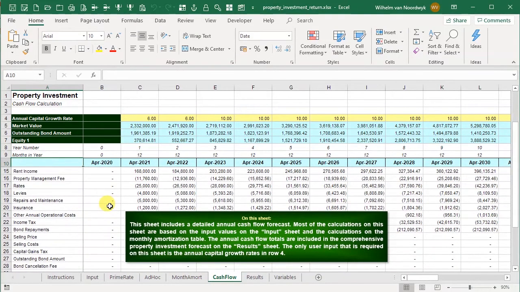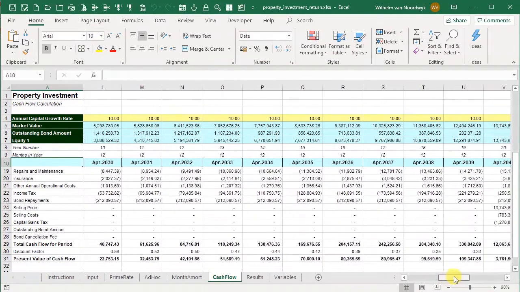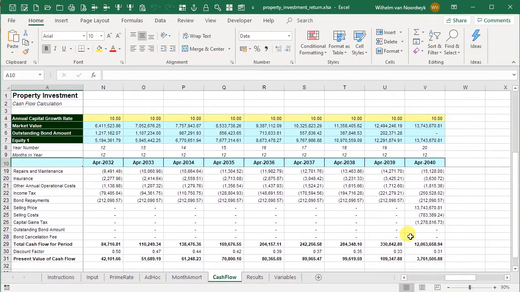And that's all your income and expenses, also your income tax and your bond repayments. Then your selling costs will only come in at the end of your investment term. So there you have the selling price, all your selling costs, capital gains tax, and so forth, and that will give you a total cash flow for each period. We then use that discount factor, which is usually your inflation rate, to discount your cash flows to a present value. So that's basically for a net present value calculation.